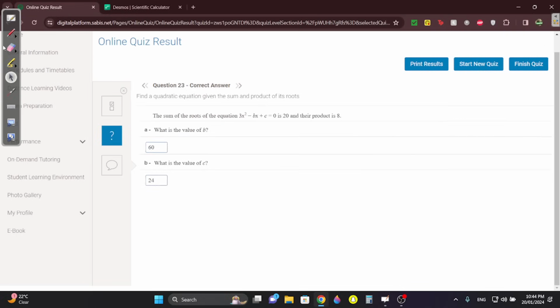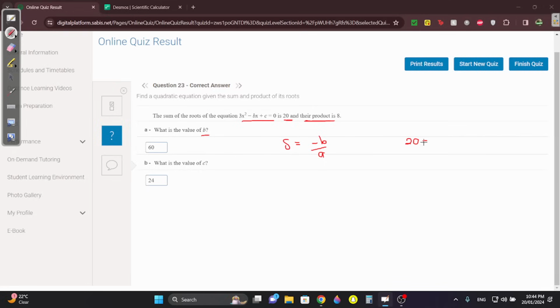Question 23. The sum. They gave you 3x squared minus bx plus c equals 0, and the sum of the roots is 20, the product is 8. What is the value of b? You guys know that the sum is minus b over a, right? In this case, the sum they gave you is 20.